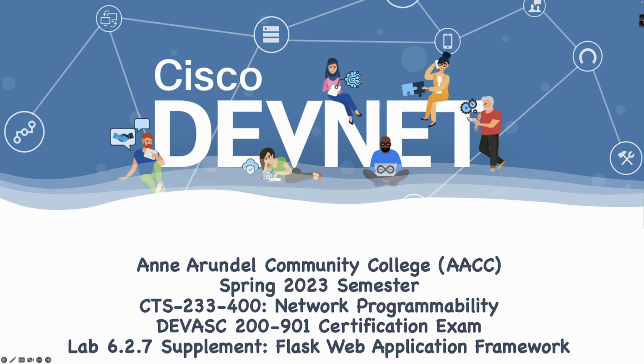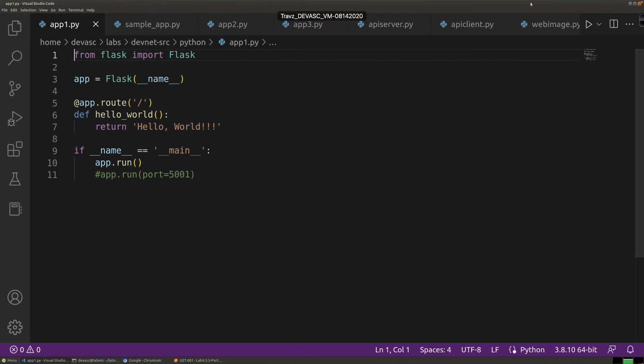So let's go ahead and dive in and take a look at the code that we need in order to get Flask up and running, and then what we would do once it is up and running. Now, we're going to start with a simple Python file that has Flask in it. Then we're going to transition to the sample_app, which is what you see in part 3 of lab 6.2.7. And then we're going to take a look at app 2, app 3, and then we're going to get into the API server, API client example that I gave you earlier.